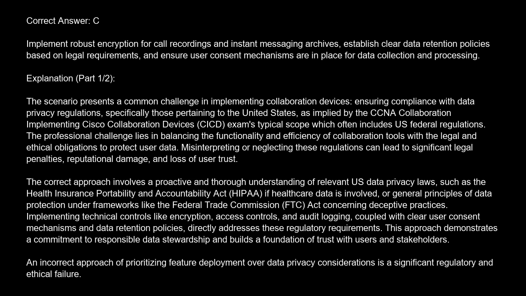The correct approach involves a proactive and thorough understanding of relevant U.S. data privacy laws, such as the Health Insurance Portability and Accountability Act, HIPAA, if healthcare data is involved, or general principles of data protection under frameworks like the Federal Trade Commission, FTC, Act concerning deceptive practices. Implementing technical controls like encryption, access controls, and audit logging, coupled with clear user consent mechanisms and data retention policies, directly addresses these regulatory requirements. This approach demonstrates a commitment to responsible data stewardship and builds a foundation of trust with users and stakeholders.